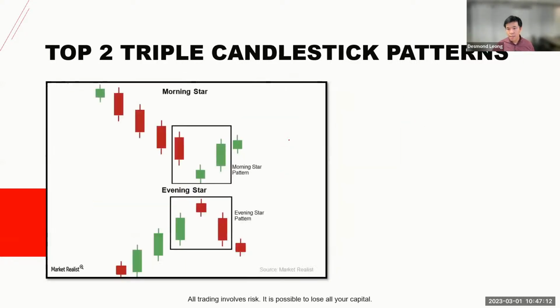Another of my favorite patterns, a triple candlestick pattern: morning star and evening star. It requires 1, 2, 3. This happens a lot less in Forex because you don't get that many gaps over here. You can see the gaps over here. This happens a lot less in Forex, but it happens a lot more in indices and shares. So if you do see it, it's a pretty good one to use.